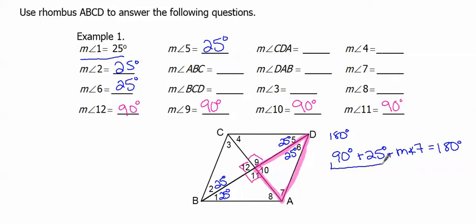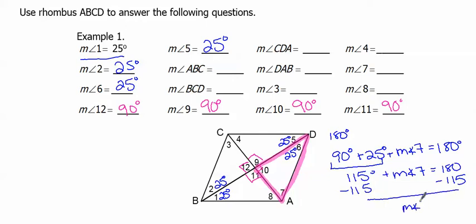I can combine my like terms. Subtract 115 on both sides. And what do I get? Measure of angle 7 is 65. Now if 7 is 65, because these angles are bisected, 8 also has to be 65. My opposite angles are congruent, so 3 and 4 are also 65.